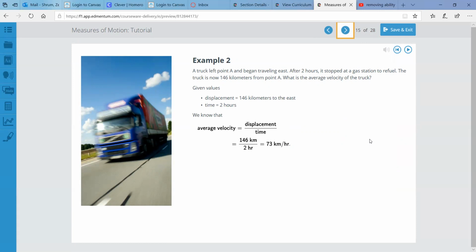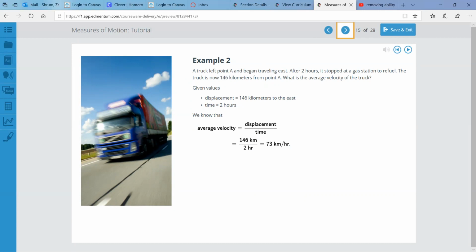Another example. A truck left point A and began traveling east. After 2 hours, it stopped at a gas station to refuel. The truck is now 146 kilometers from point A. What is the average velocity of the truck?